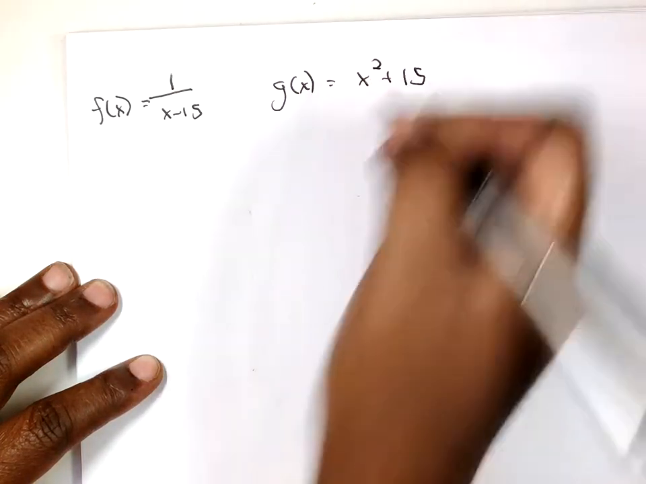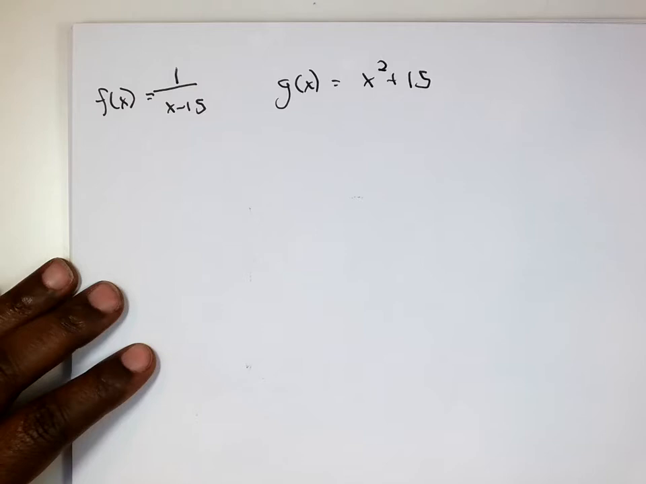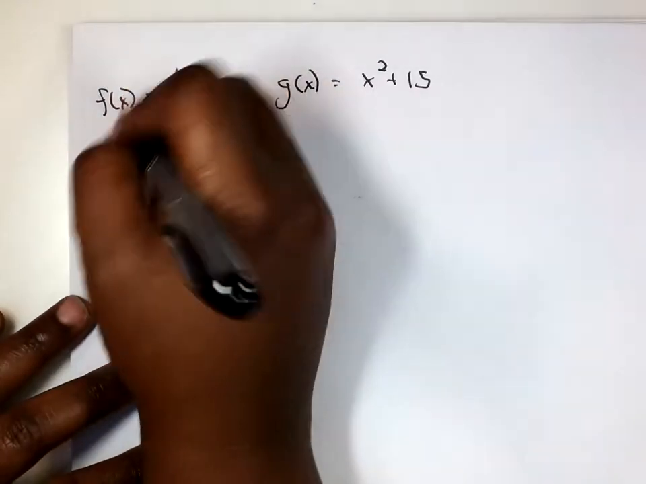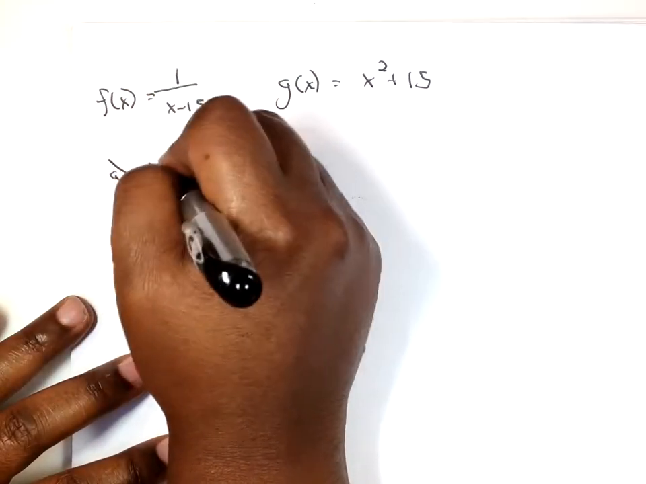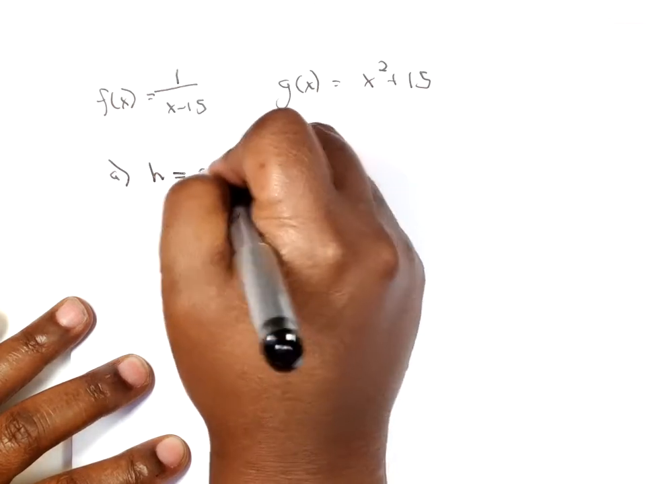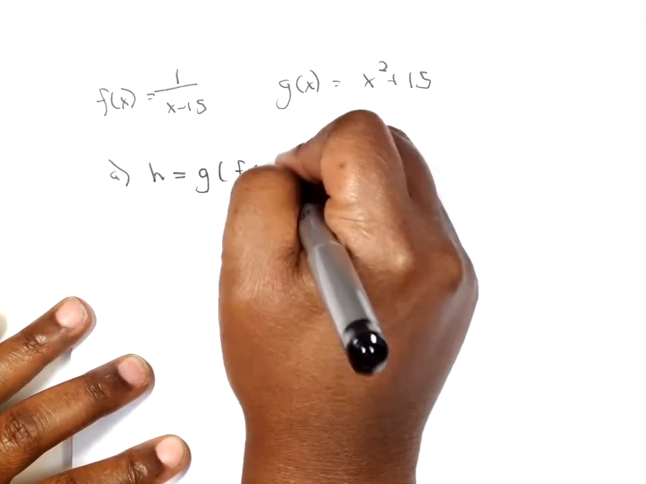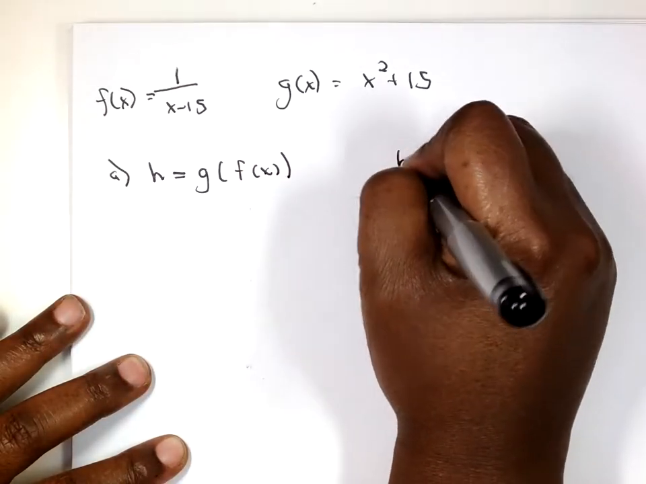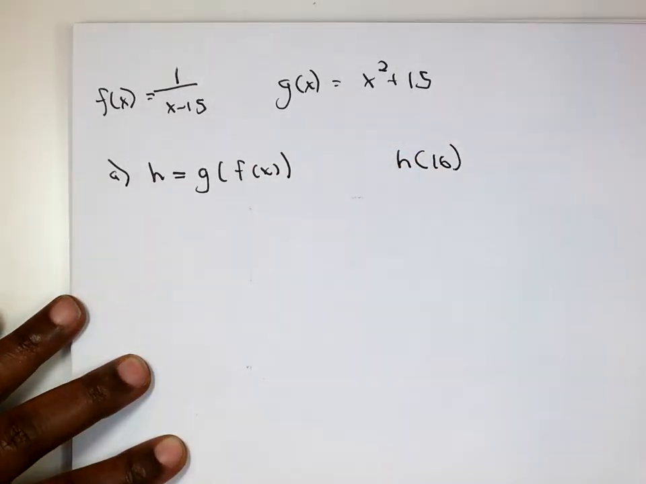So I have f of x is 1 over x minus 15, and g of x is x squared plus 15. So I want to first of all find a new function that I'll call h, that's g of f of x. And then I want to know what that is evaluated at 16.